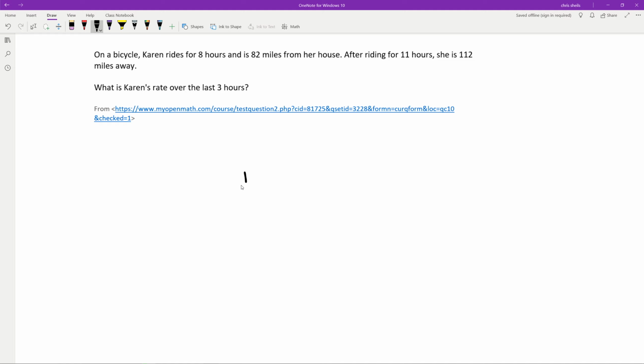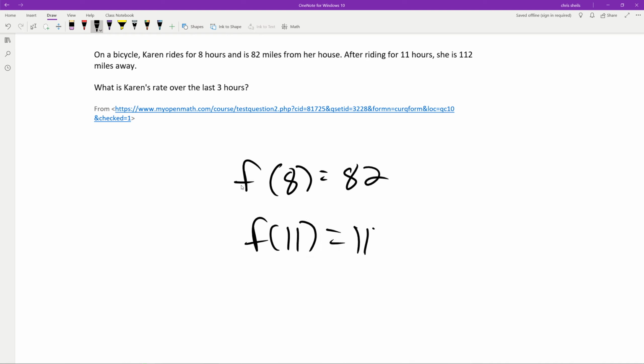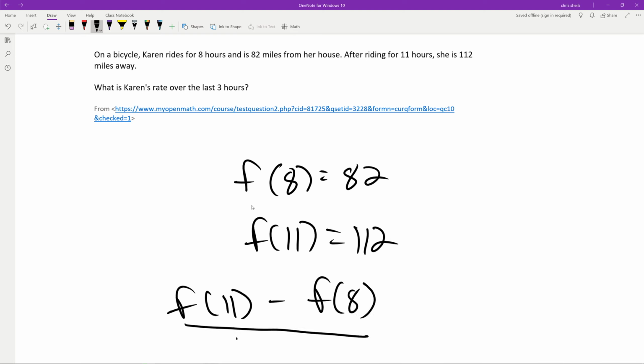Well, let's see. I know that f of 8 is 82. I know that f of 11 is 112. Notice here it just wants me to find the rate of change. It doesn't want me to find an entire equation, right? So this means that f of 11 minus f of 8 over 11 minus 8. This is how I'd find my rate of change.